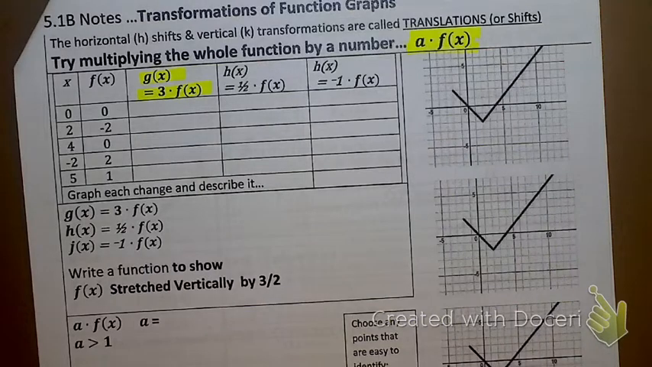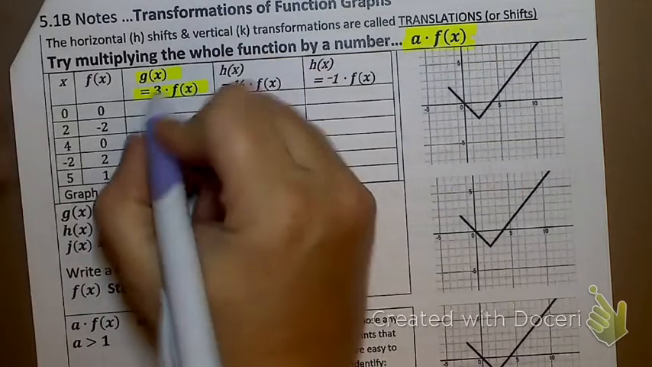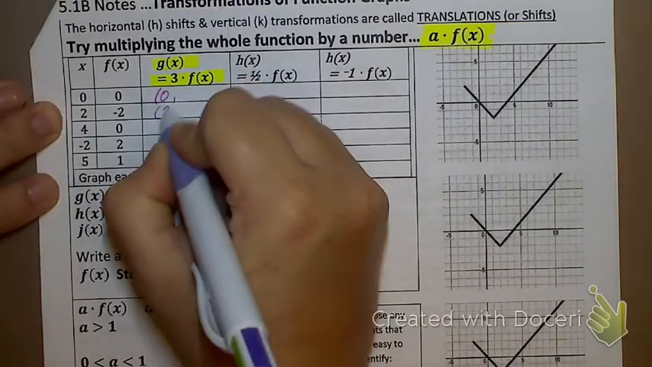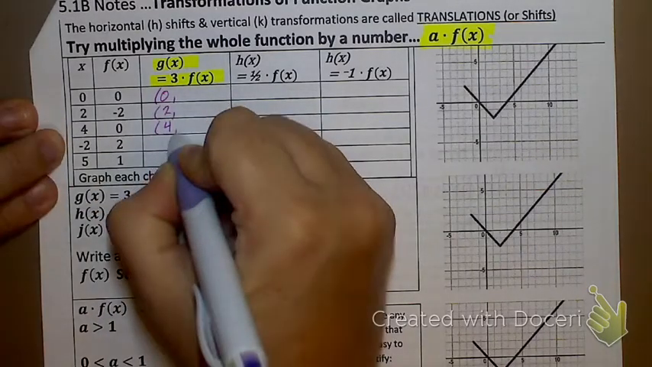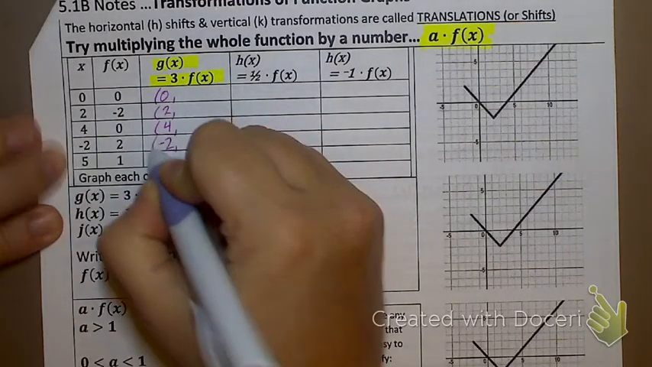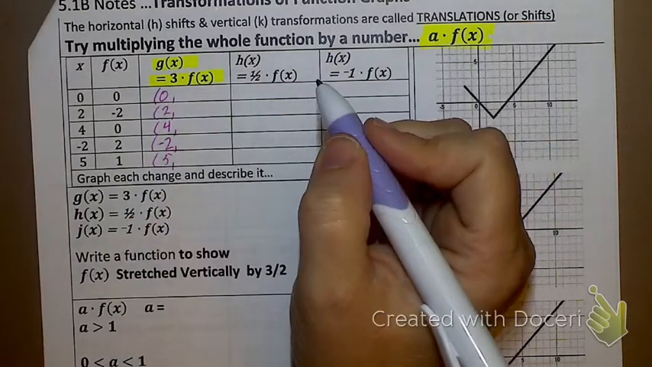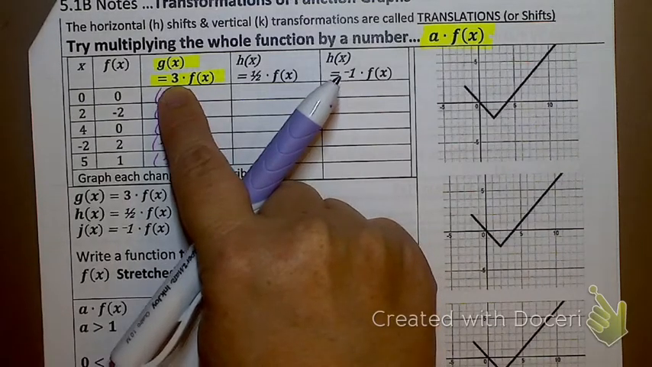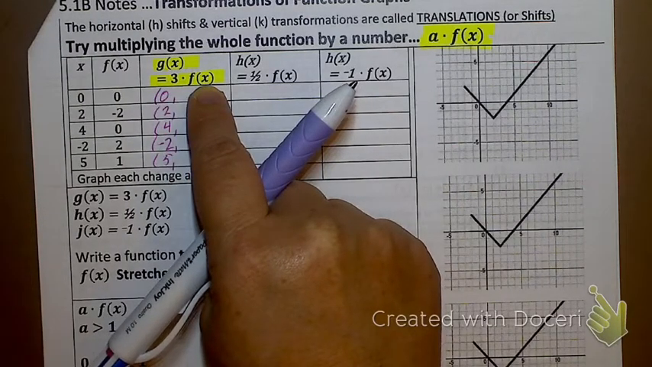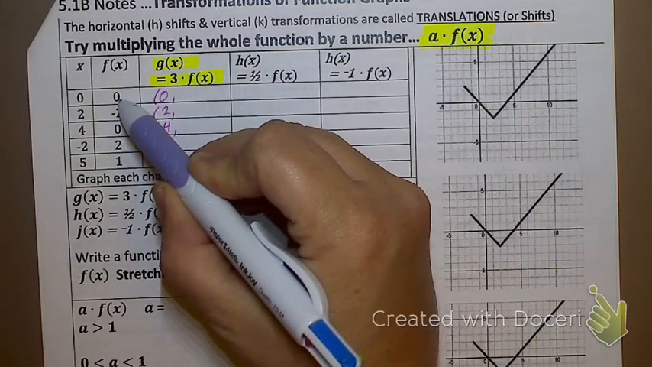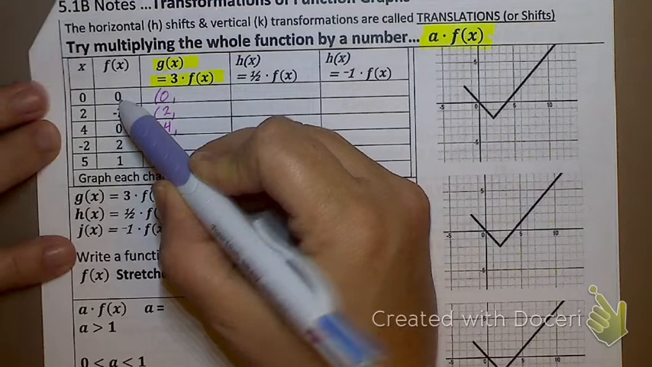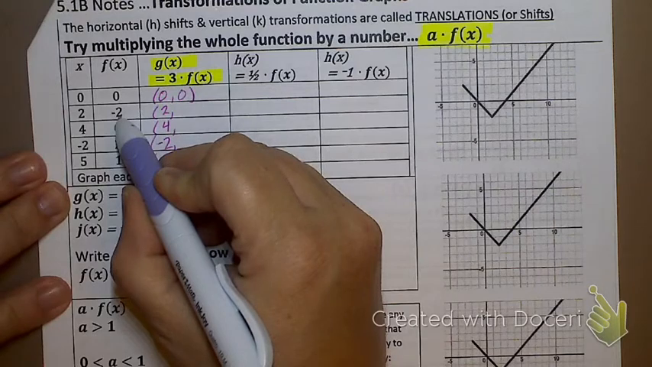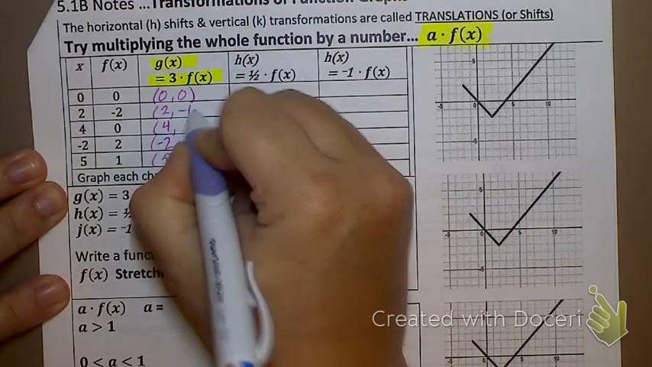So what does that mean? That means that I am going to keep all of the x values the same as the original ones. So 0, comma something, 2, comma something, 4, comma something, negative 2, comma something, and 5, comma something. And what it's saying is to find my new y value, which is g of x, take 3 and multiply it by the old y value. So the old y value here is 0. 0 times 3 is 0. Old y value is negative 2. Multiply by 3, new y value is negative 6.